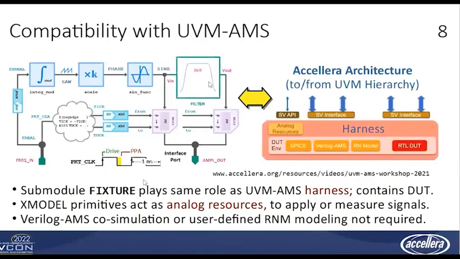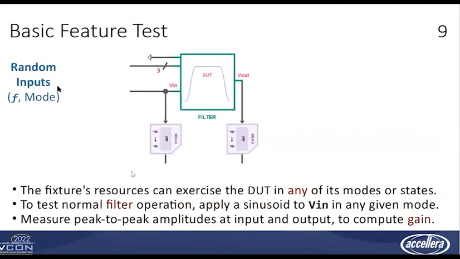To summarize, this X model flow is compatible, at least in concept, with the Accellera UVM AMS standard. The fixture plays a similar role to the AMS harness. It contains the DUT, as well as these X model primitives that act as analog resources to apply analog inputs or measure analog outputs. The only difference is that with X model, we don't need co-simulation or user-defined RNM modeling.